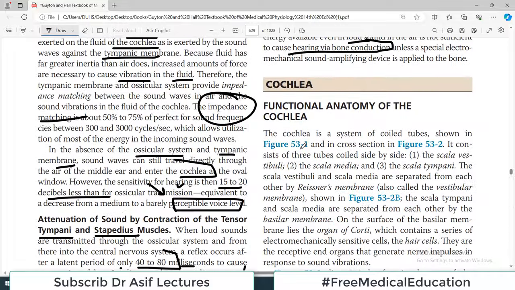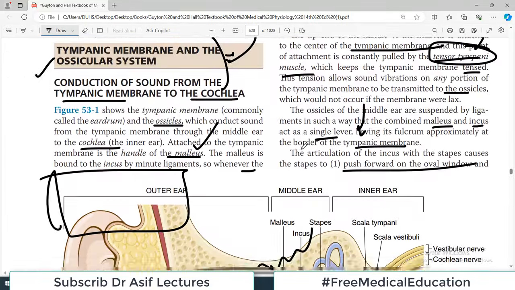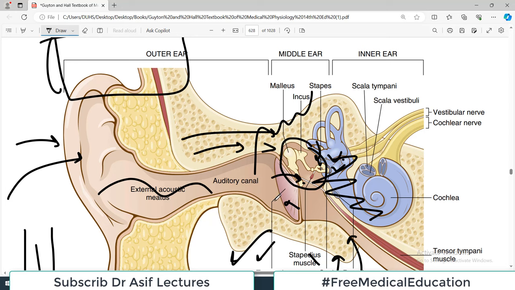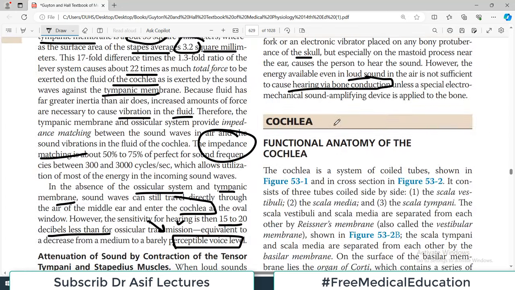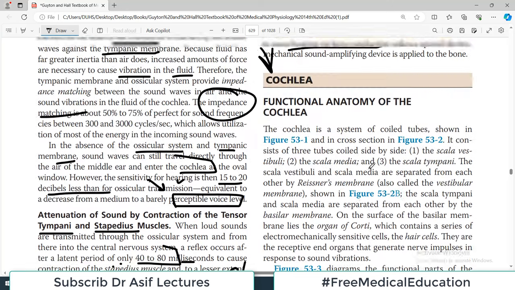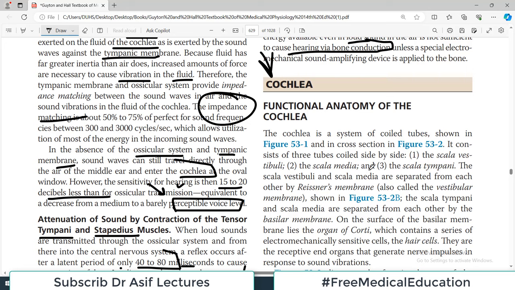Okay, so let's now start talking about the very basic intro. Sound waves will come, hit the tympanic membrane, the bones will move, and the signal is transmitted. Now, a few words about the cochlea. Although there will be a little more detail, we need to be focused to make ourselves understand how the whole system works, rather than getting into the details of what is not important.